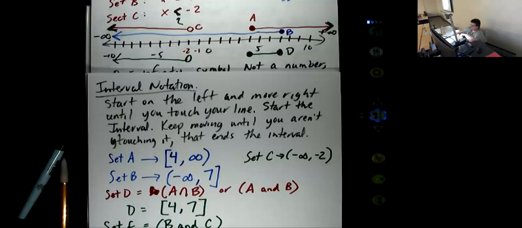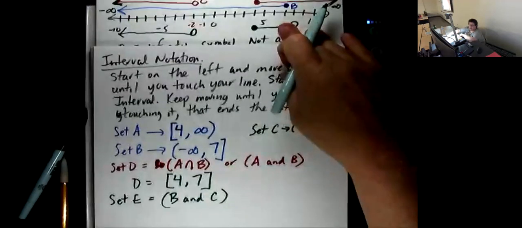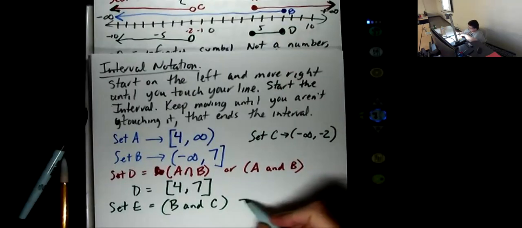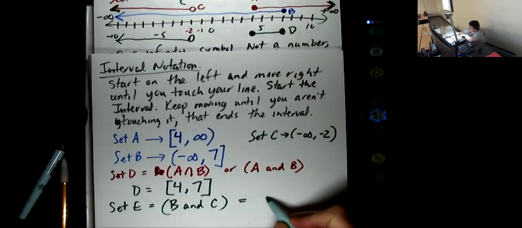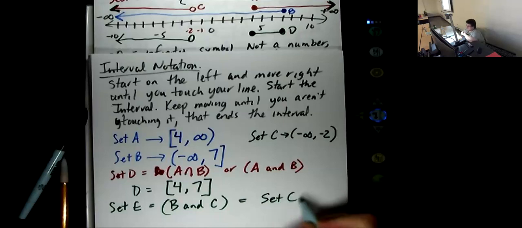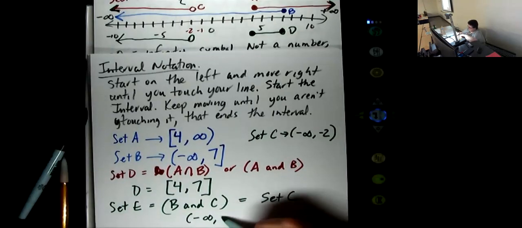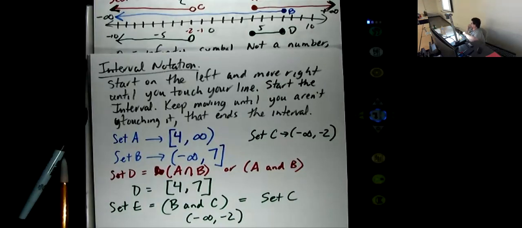Oh, I'm off screen. Set E looks the same as C. It equals set C. So we would use the same notation. It starts at negative infinity and it goes up to -2. It doesn't include -2, so we'll use a parentheses.